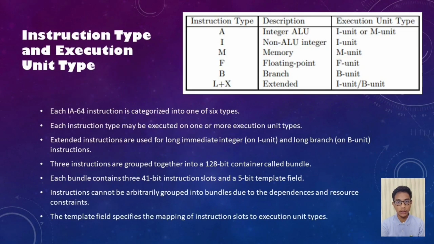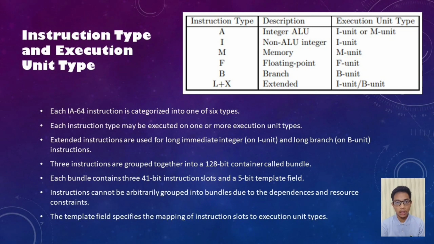Here are the instruction types and execution unit types. Each IA-64 instruction is categorized into one of 6 types. Each instruction type may be executed on one or more execution unit types. Extended instructions are used for long immediate integer and long branch instructions.